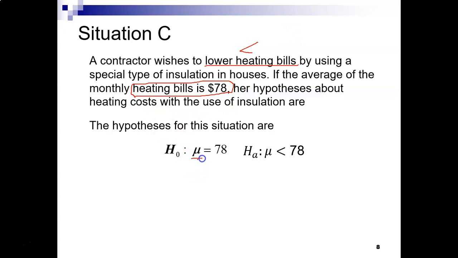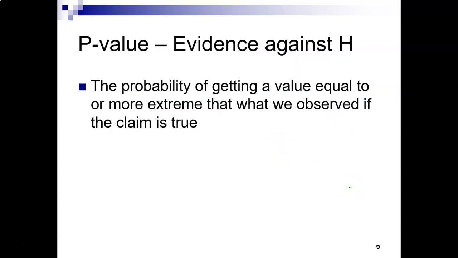Now, if you notice in this case, again, we're using mu's and not p's. Why? Because we're talking about an average amount. So you really have to look at what that value is to find out what the parameter is that you're looking for.